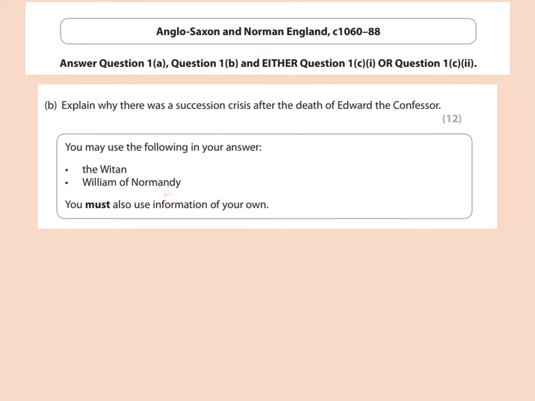To get full marks in this question though, you must also use information of your own. If you don't do this, you're limited to an absolute maximum of 8 marks, even if the rest of your answer is really good. So let's see what is required here. This is going to be a question where you are having to explain why there was a succession crisis after the death of Edward the Confessor. So explaining why there was a succession crisis is the key issue here. You're looking at causation.